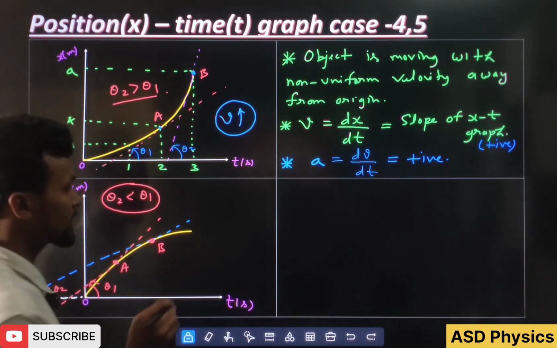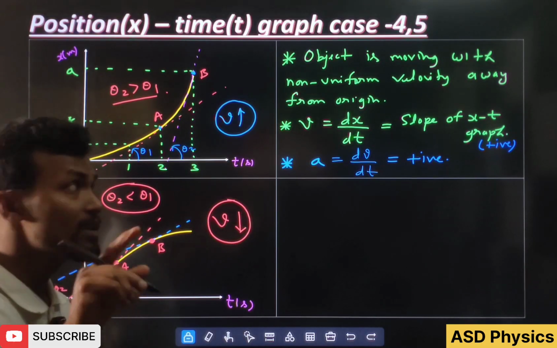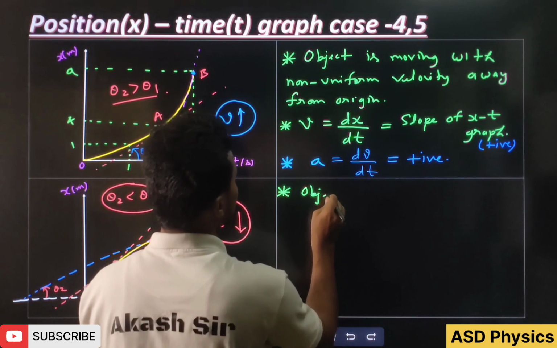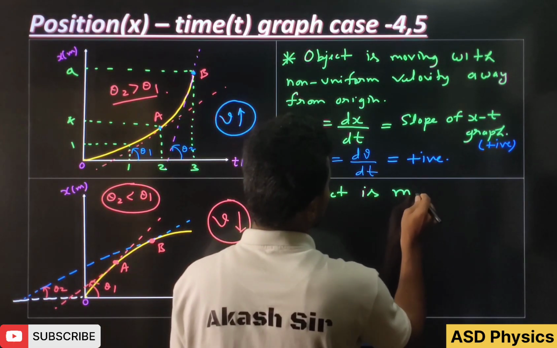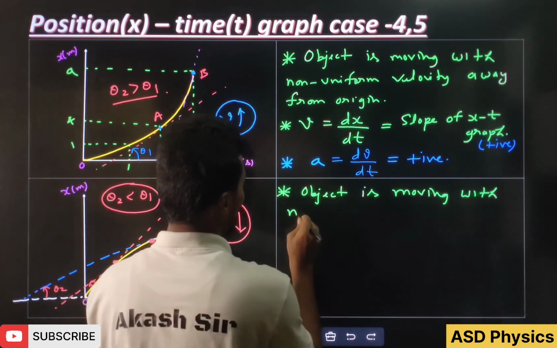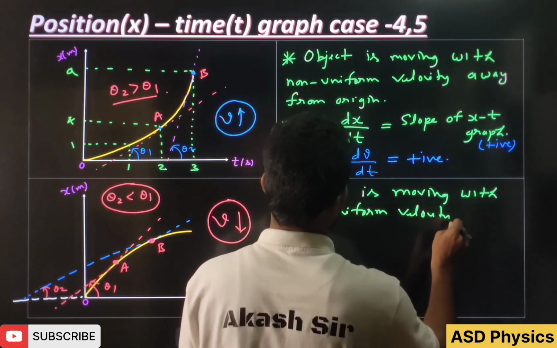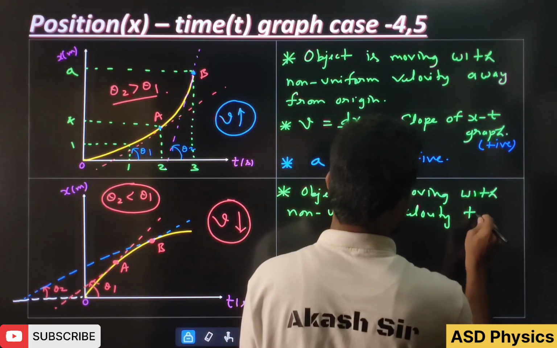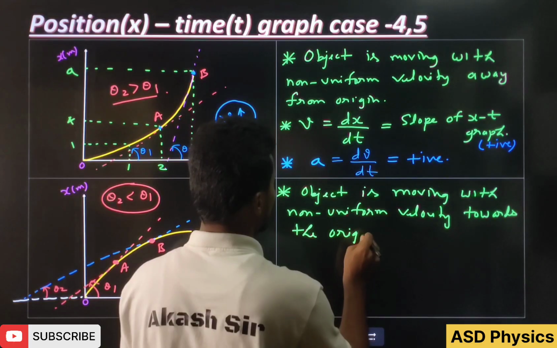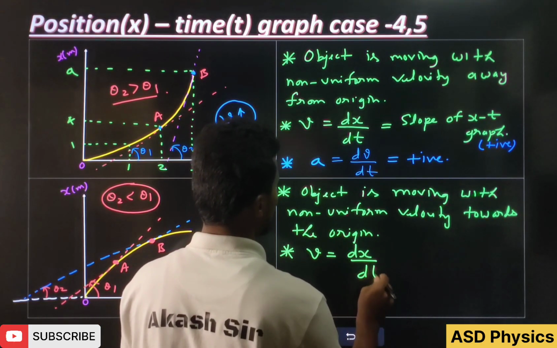So here, students, as the slope is decreasing, the velocity will decrease. Okay, and we can write here: the object is moving with which velocity, students? Non-uniform velocity, because the velocity is changing. The object is moving with a non-uniform velocity, and where? Towards the origin. The velocity will be given here as dx by dt.